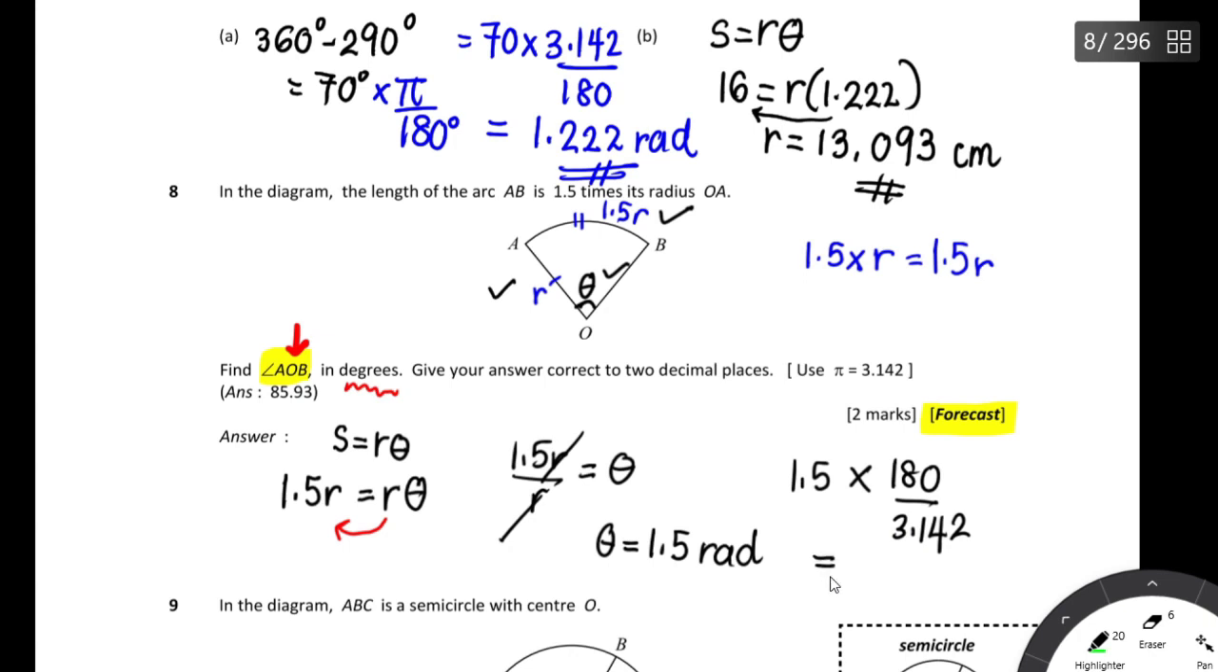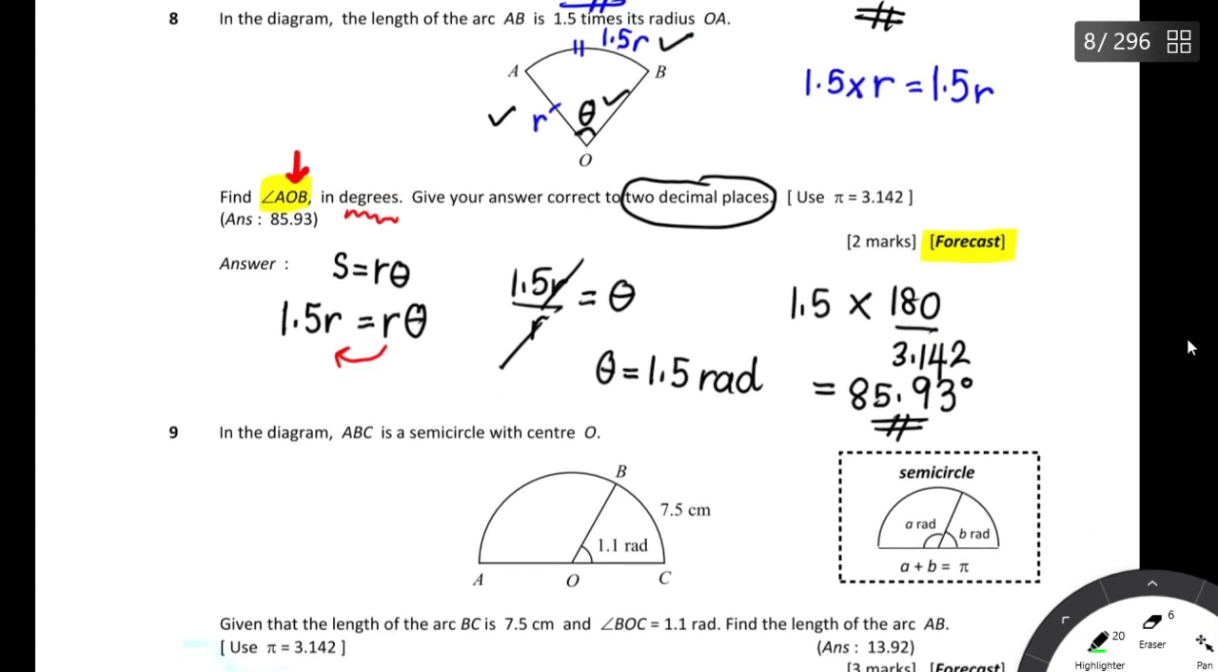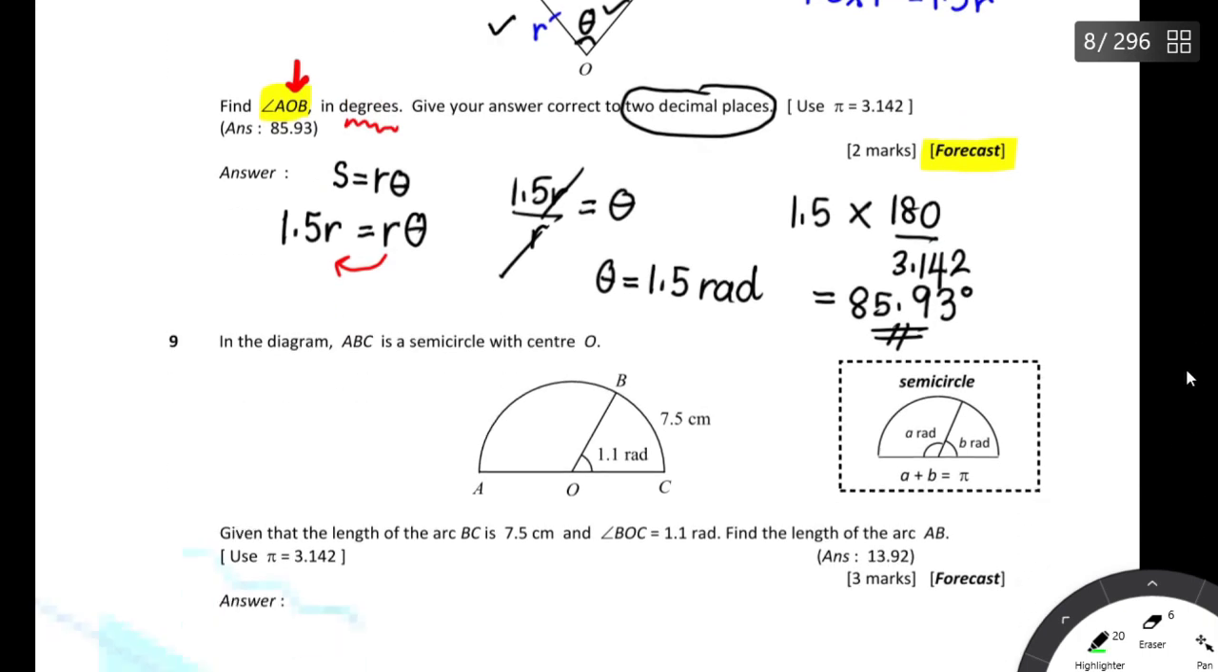So let's use our calculator. 1.5 times 180 over 3.142. I get 85. Make sure this one you also follow. You have to give correct to 2 decimal places. So you get 85.93 degrees. Okay. Alright. So I think this one is good.